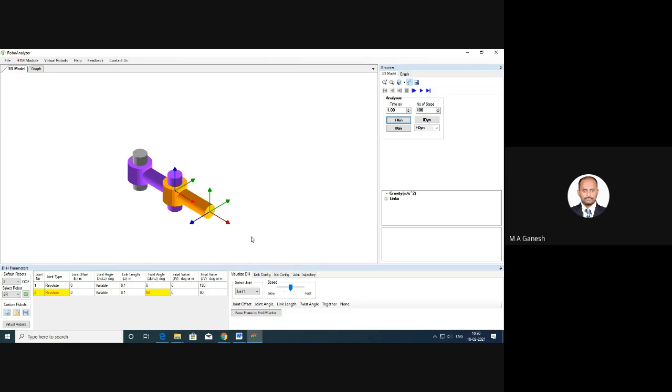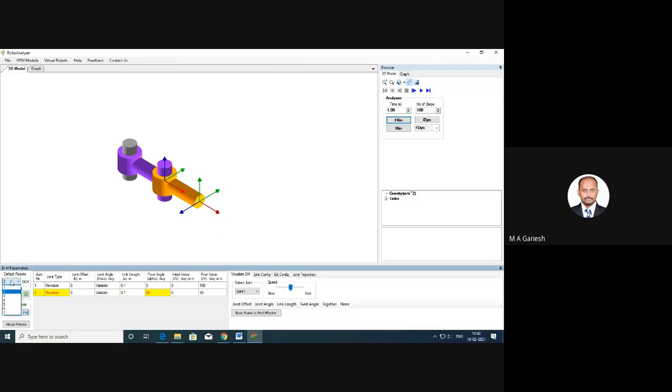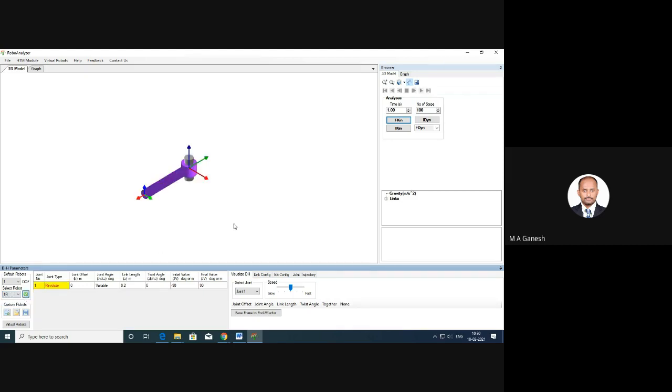Now I can understand that you would have learned this concept. So next one, we go for 1 degree of freedom revolute joint. So this is a 1 degree of freedom revolute joint. There is only one joint and one link.